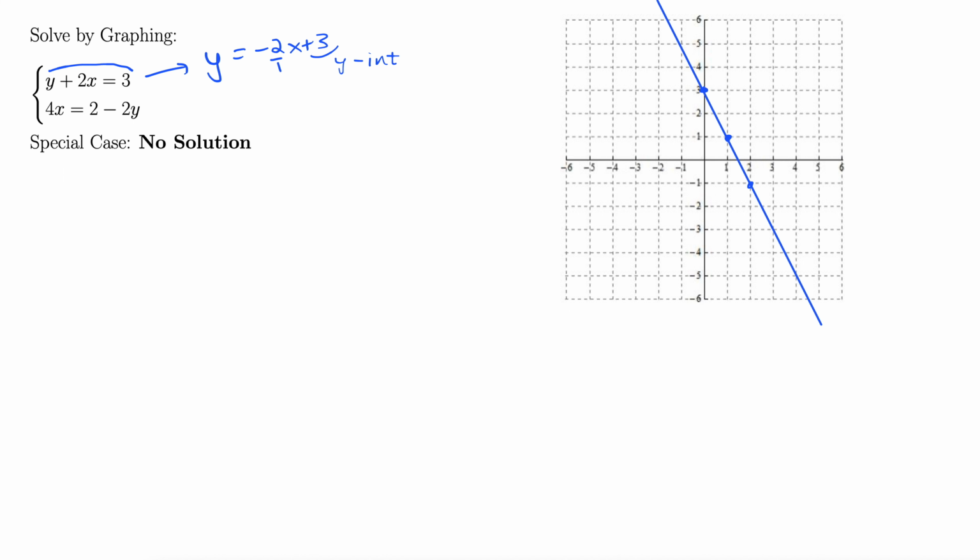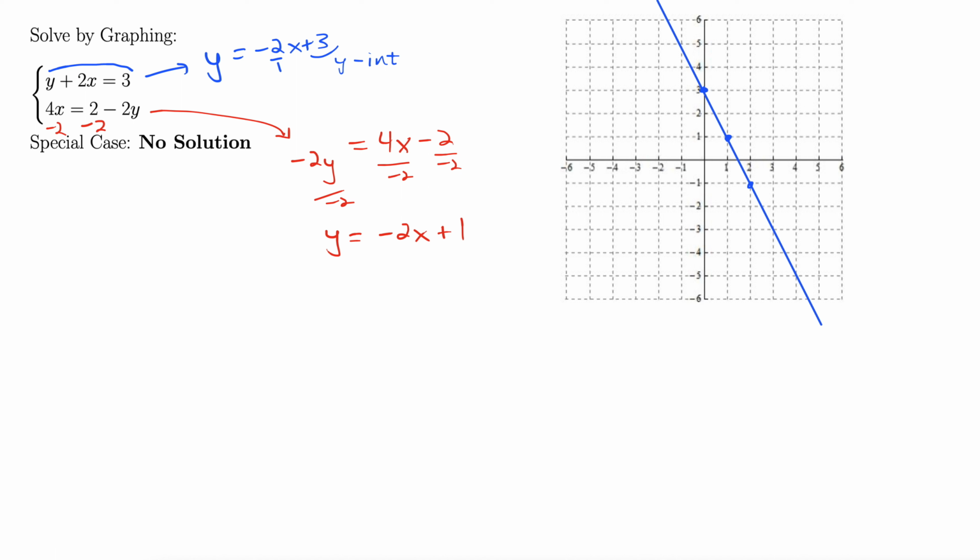Now let's look at the other line here. We have 4x equals 2 minus 2y, so let's solve this thing for y. Again, we're getting it into slope-intercept form here. So let's see, I'll subtract the 2 off from both sides. That gives me, I'm going to change the way it's written here. So we have negative 2y equals 4x minus 2. And then divide both sides by negative 2. Right, we have to divide both of the terms on the right by negative 2 to get y equals negative 2x plus 1.